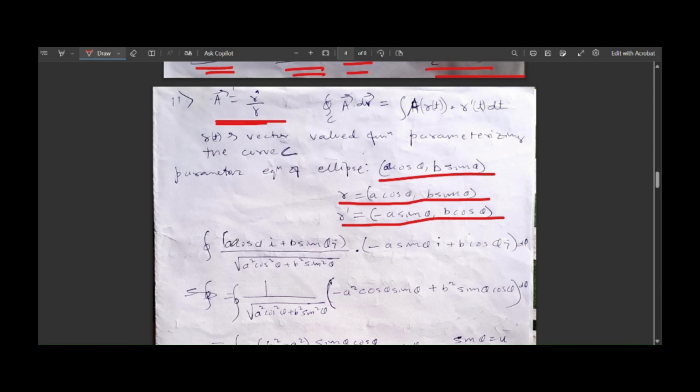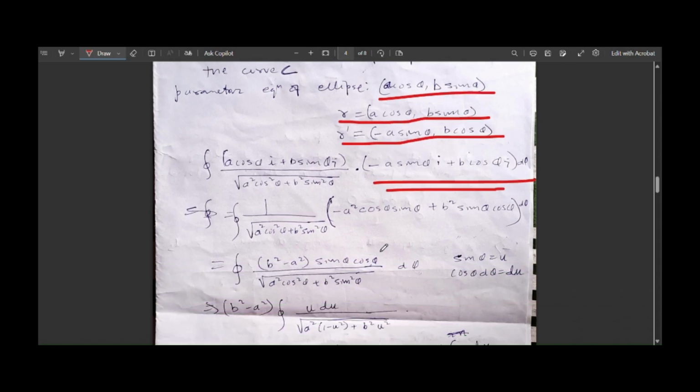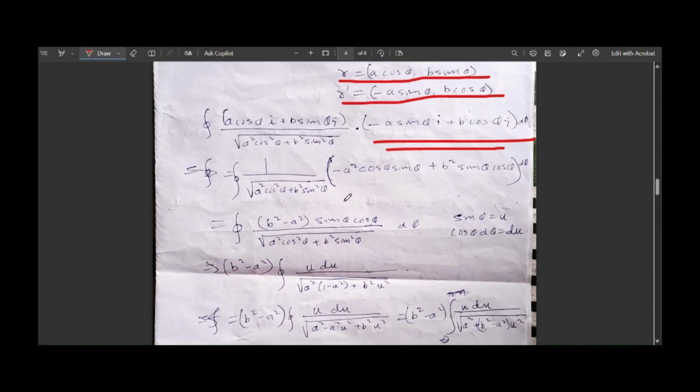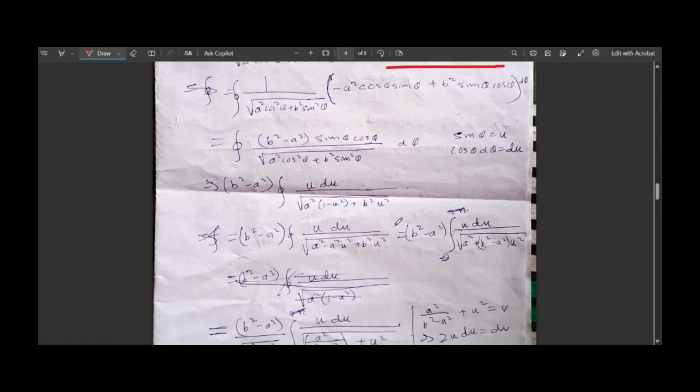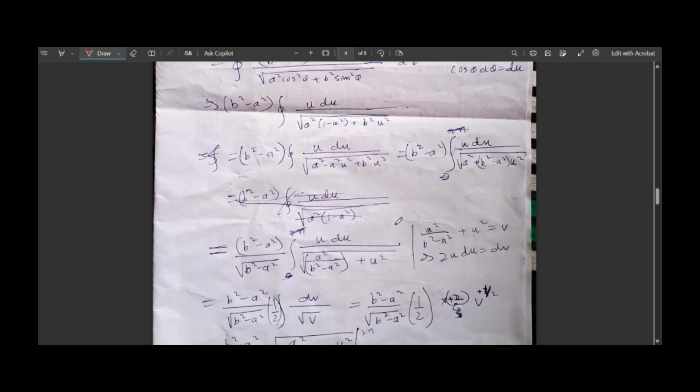R cap by r can be easily found out. If r is a cos theta plus b sin theta, then r cap by r is this one dotted with the expression here, r dash. We calculate the dot product. It goes like this. We have to make a small substitution here. Sin theta is equal to u, then cos theta d theta is equal to du. Just substitute it over here, and you will find the expression like this.